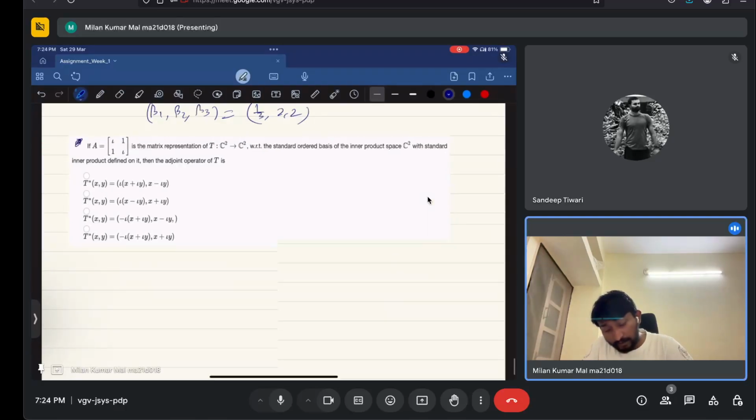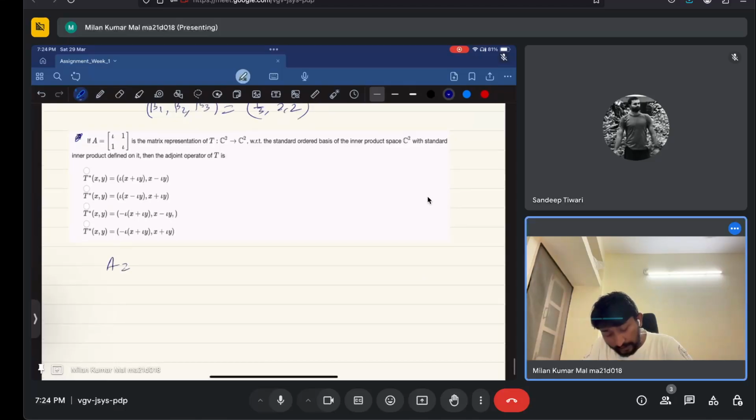It says that A equals the identity matrix, and T is the matrix with respect to the standard ordered basis of the linear inner product space C2 with the standard inner product defined on it. Then the adjoint operator of T is... So basically, we have to give again a theorem.